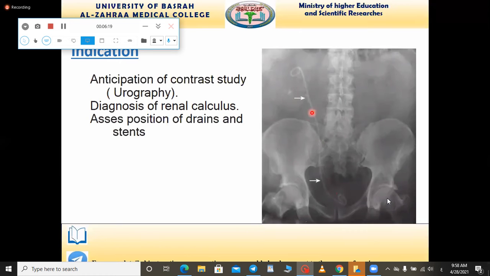In this picture also, we can see this structure. It is a ureteric stent. In urology, we widely use stents.